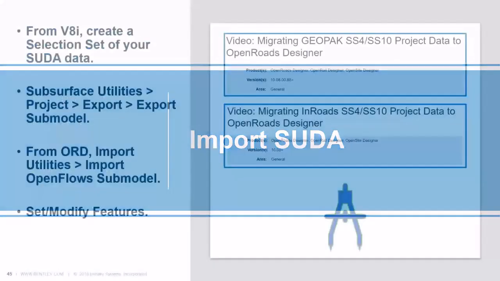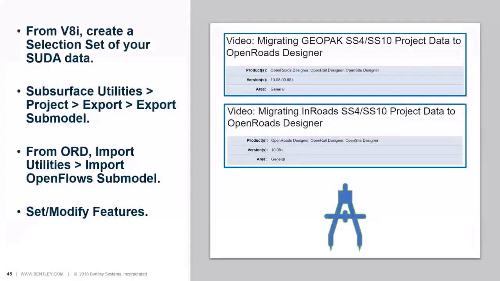Now, I mentioned one thing that the Civil File Manager doesn't support, and that is OpenRoads SUDA data. So you will need to bring this in through an import process. Again, we've got some videos up there on the community site. You can just go up there and search for migrating Geopack SS4 SS10 data, or migrating OpenRoads SS4 SS10 data. Both of those have sections inside of them that talk about bringing SUDA data forward.